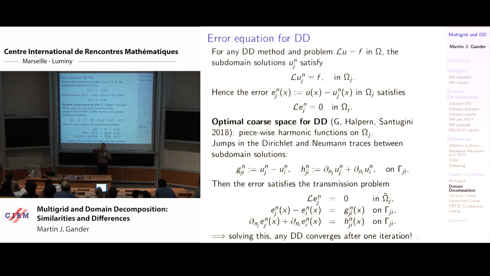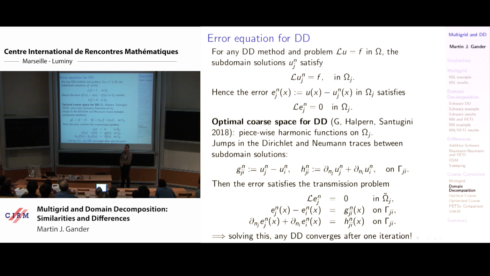That explains why the error is always harmonic. That's why it looked so smooth in each subdomain. It's a harmonic function, which means it solves your homogeneous PDE, no matter what your PDE is. So from this, you can immediately define what an optimal coarse space is, and not optimal here in the sense of scalability or number of iterations. Optimal in the sense there is no better space. This is the best space you can choose. You just need all piecewise harmonic functions in each subdomain, because that's where your error lies, no matter what your DD method is.